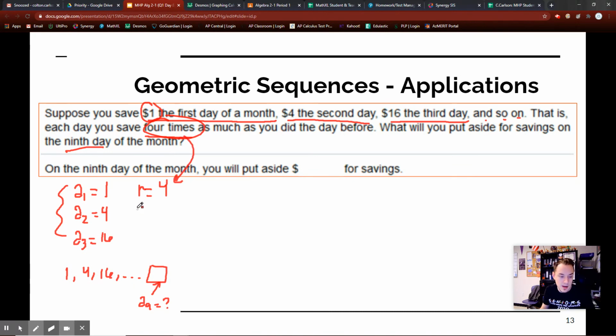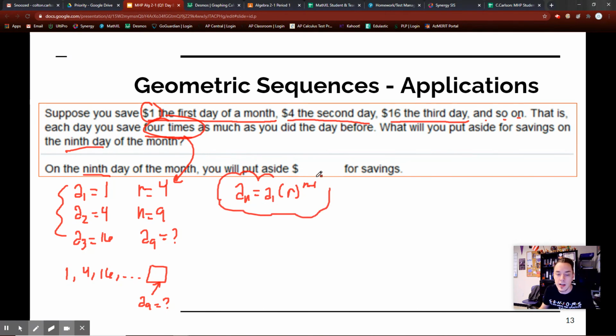Okay? And then my n. What is my n? We want to know the 9th day, so it is 9. And of course, we do want to know what is a sub 9. We're going to find that out. All right, so my formula, what is it? a sub n equals a sub 1 times r to the power of n minus 1.